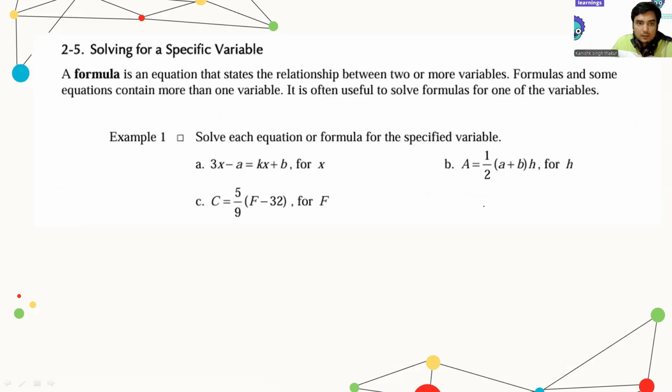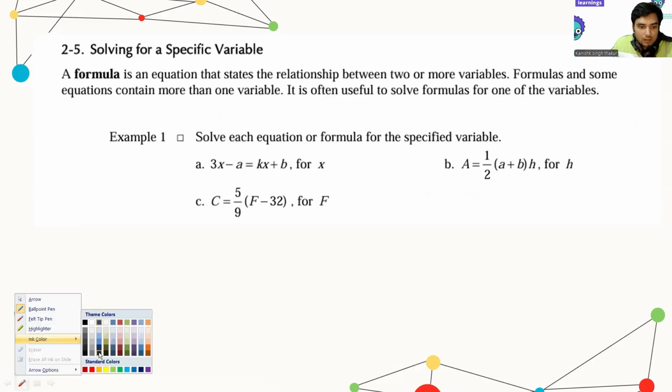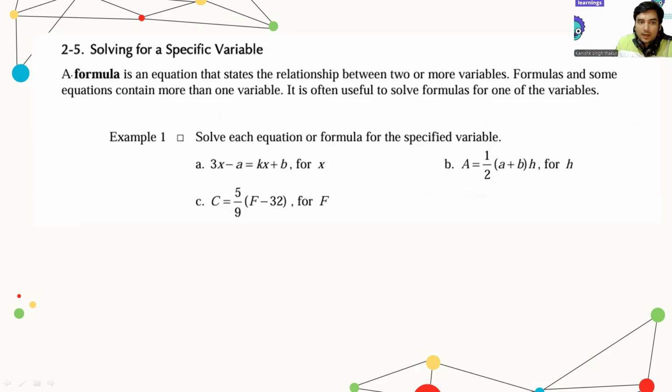Fine. Right. Now, solving for a specific variable, we all were doing this from the starting only, so it's nothing new. Now what happened here is that you have to find the things in variables only, right? What is a formula? It's just the relationship that is given between two or more variables. So here it won't be numbers, you just have to find the things in variables. So let's see how we will do this.